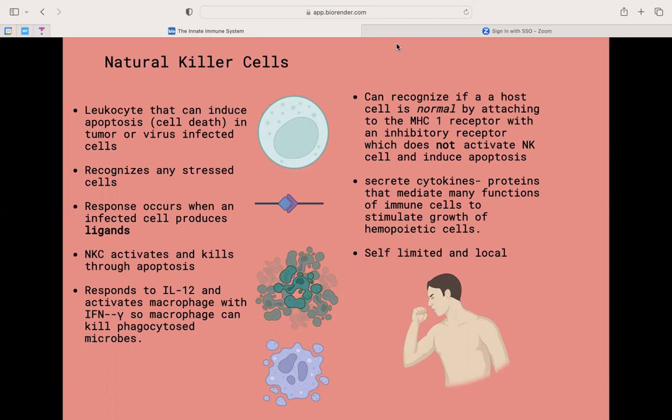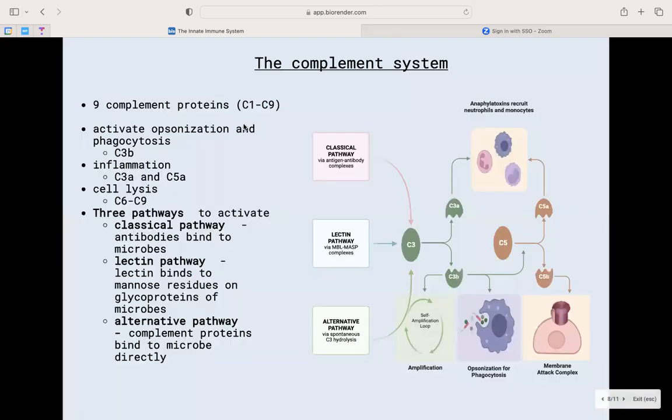These cytokines are self-limited, however, and tend to be local by binding to certain membrane receptors on the cells of interest. The complement system is based off of 9 complement proteins, C1 through C9, and activate to elicit opsonization and phagocytosis. C3b covers microbes and binds microbes to phagocytes. Lysis, membrane attack complex that disturbs the permeability of the microbe cell membrane. Inflammation, C3a and C5a promote leukocyte inflammation at complement activation.